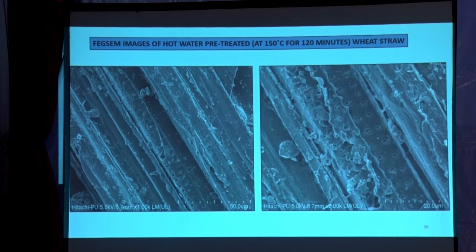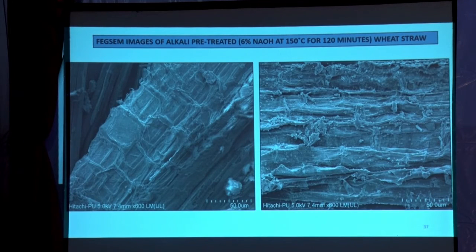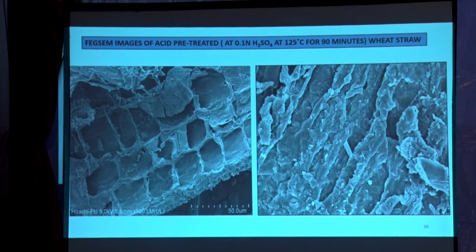These are the images of hot water pre-treated wheat straw, which was conducted at 150 degrees Celsius for 120 minutes. These are the images of alkali pre-treated wheat straw. Here we can see that the surface of the fiber has been somewhat distorted. And these are the FESEM images of acid treated.